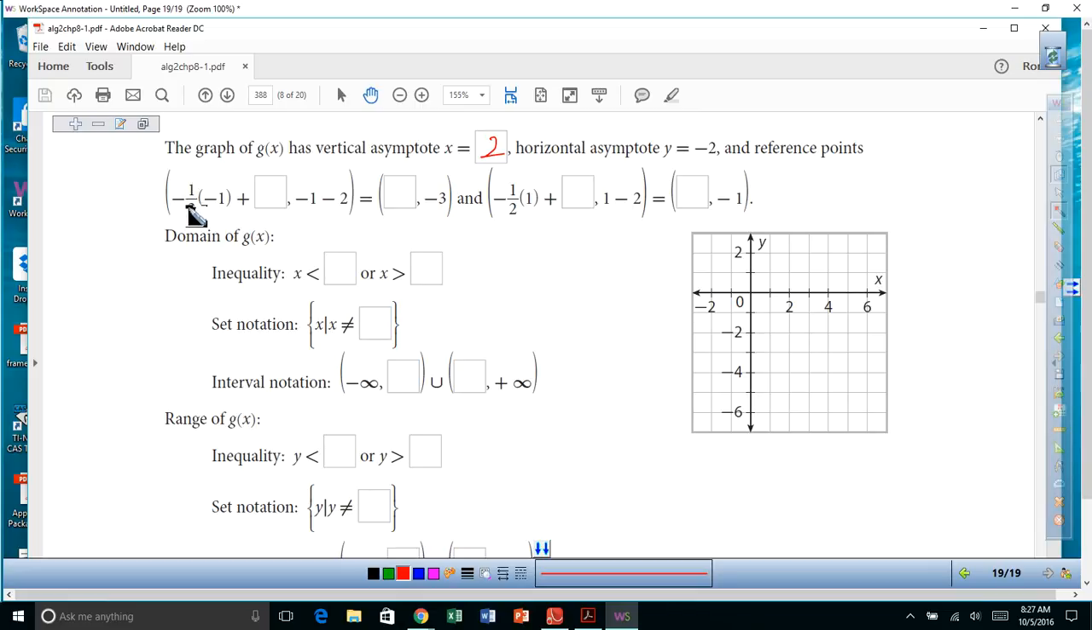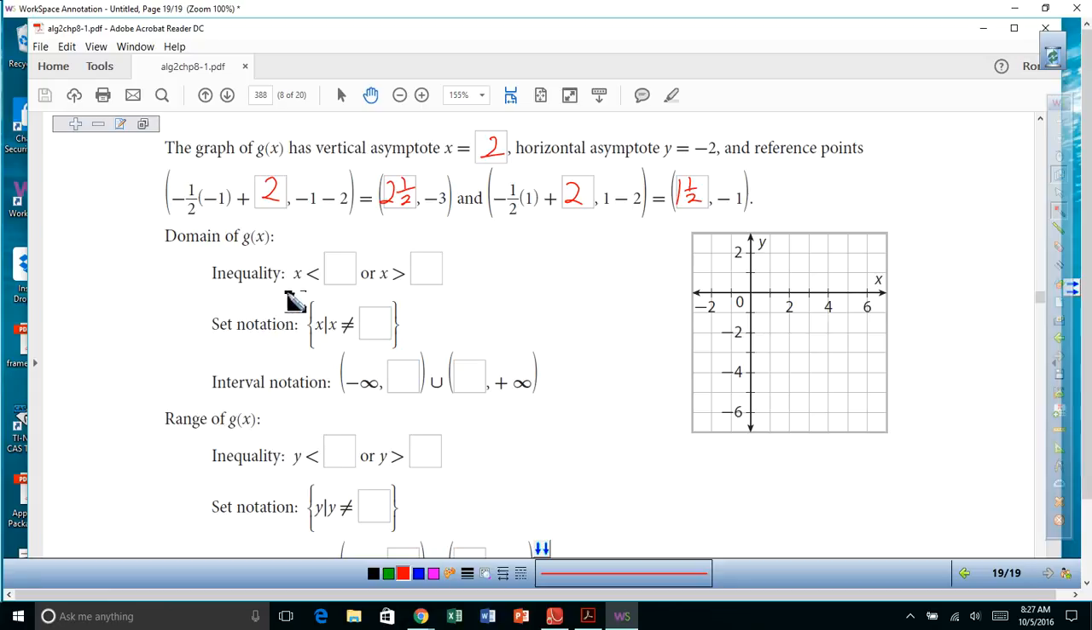Let's see, negative 1/2 times negative 1 plus 2, and negative 1 minus 2. Negative 1/2 times negative 1 is going to be positive 1/2, plus 2, that's going to give you 2.5. And negative 1 minus 2 would give you negative 3. Negative 1/2 times 1 plus 2, okay, that's going to give you 1.5. And then 1 minus 2 gives you negative 1.